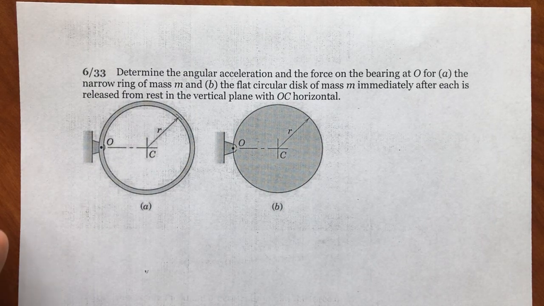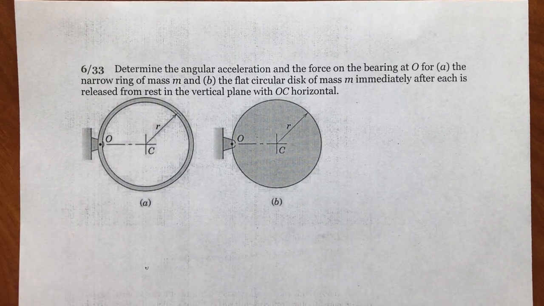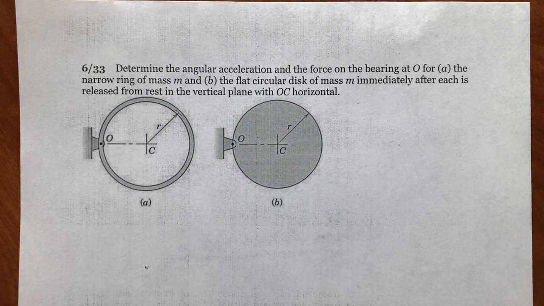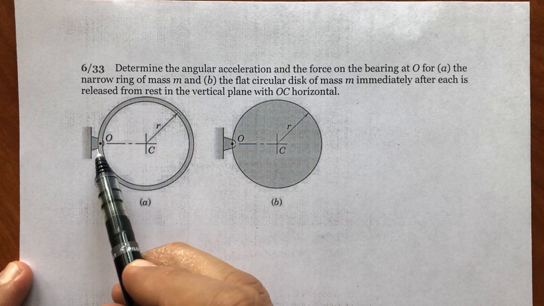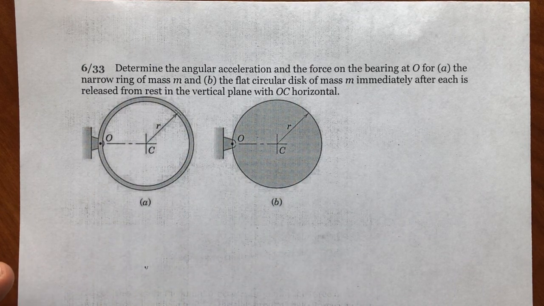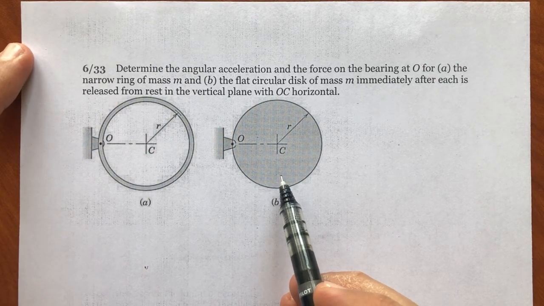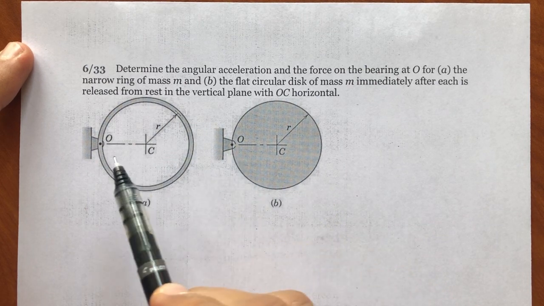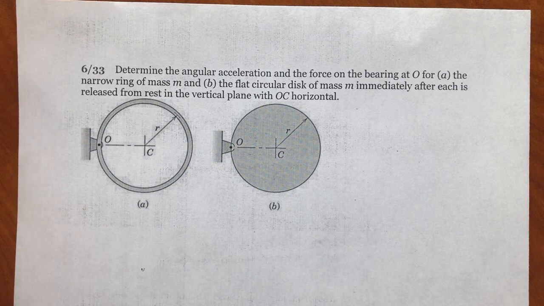Problem 33. Here we have two objects: this disk and that ring. Both of them are connected to the wall at point O here, and we are releasing them from rest from this position. The question is, what is the reaction force at O in any of these, and also what is their angular velocity? Angular velocity is equal to 0 because we have just released them. What is the angular acceleration at the beginning, immediately after releasing them?